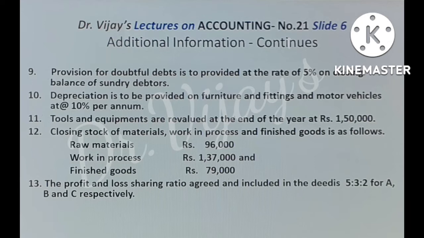Now the closing stock of raw materials, work in process and finished goods is given. Closing stock of raw materials and work in process is to come on the manufacturing account credit side, and closing stock of finished goods on the trading account credit side.